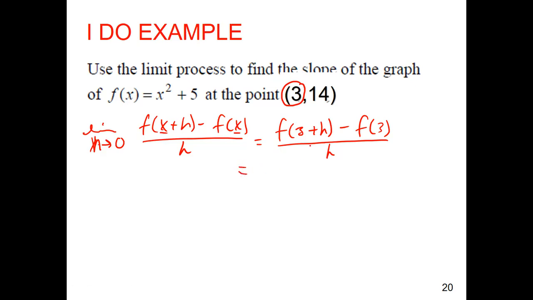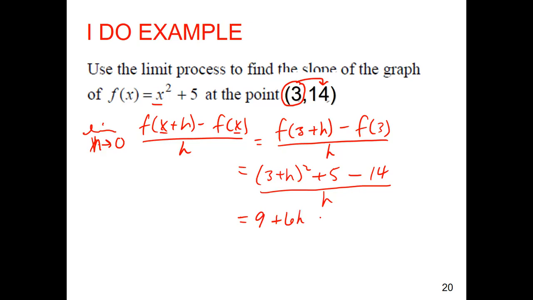It's cool. All right, so we're gonna substitute in for x. So we have parentheses 3 plus h squared plus 5 minus, well, what is f of 3? 14. We know the value of 3 of this function. It's gonna be 14 all over h. We already did this before, 3 plus h squared, and it came out to be 9 plus 6h plus h squared plus 5 minus 14 all over h.